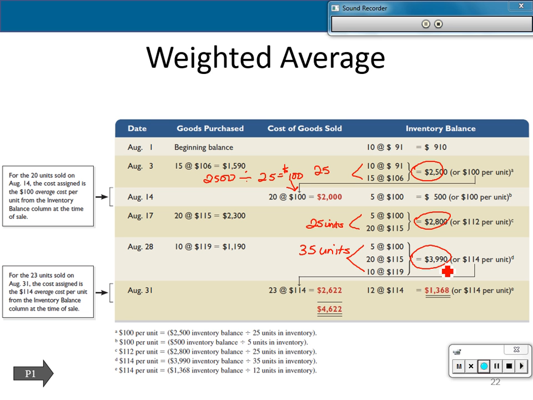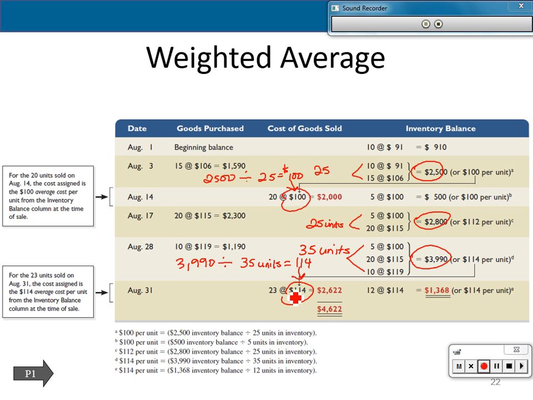So when we sell these 23 units, we're selling them based upon 3,990 divided by 35 units, which equals 114 as the average unit cost now. So that's what we sell these units at, 114. At first the cost was 100, then it went up to 114 per unit, and the remaining 12 units are at 114 until we purchase more or sell more.